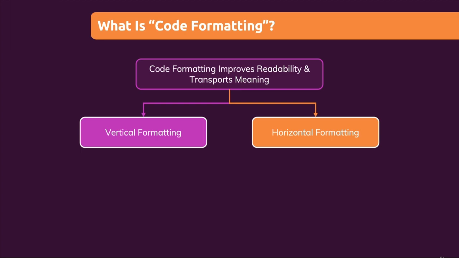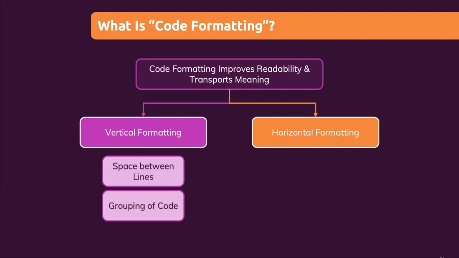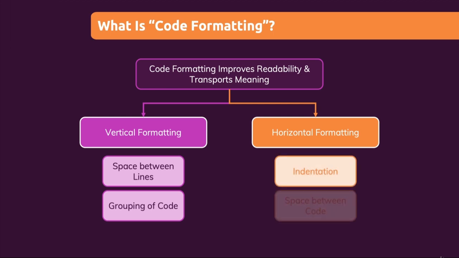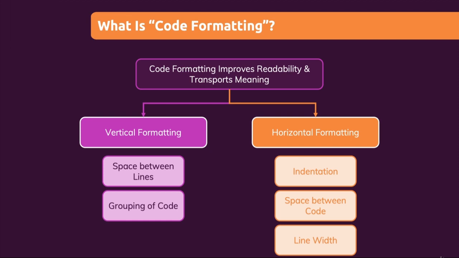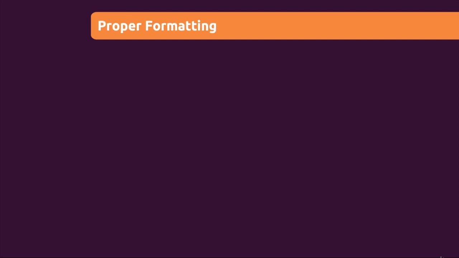Vertical formatting simply refers to any formatting, any code structuring we do from the top to the bottom of our file, so vertically. That includes spacing between lines and grouping of code. And I will show you concrete examples in just a second. Horizontal formatting, on the other hand, is everything which happens within one line of code, so horizontally. And that involves indentation, space between code in one line of code, and of course in general the width of our code lines.